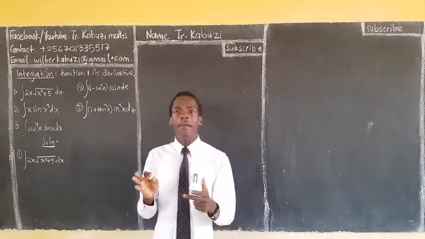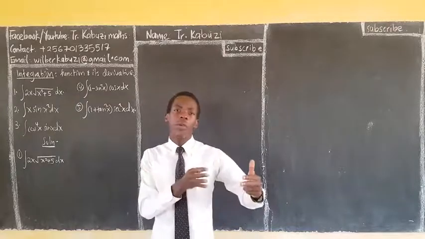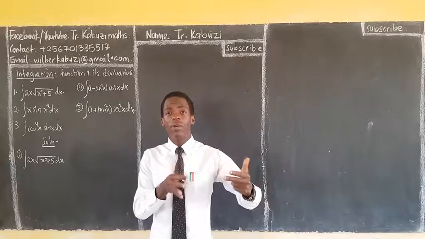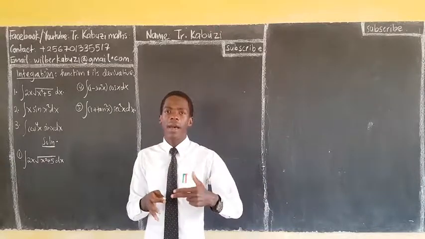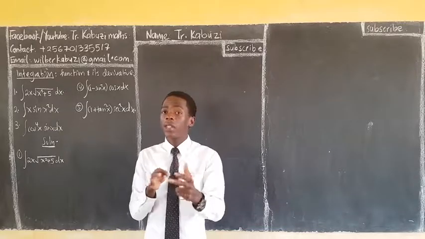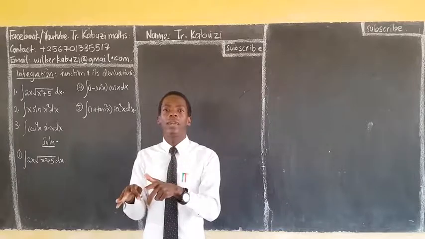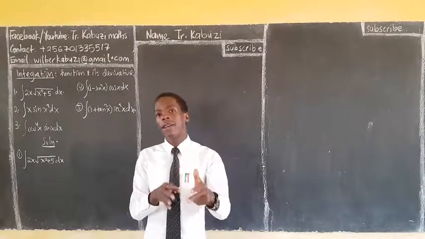Now, if you have a function and when you differentiate that function, you get what is already there in that same integral, that one we say is a function and its derivative. For example, if you have cos and sine, you know that when you differentiate sine, you get cos. It means that you have a function and the derivative of that function if you differentiate it.